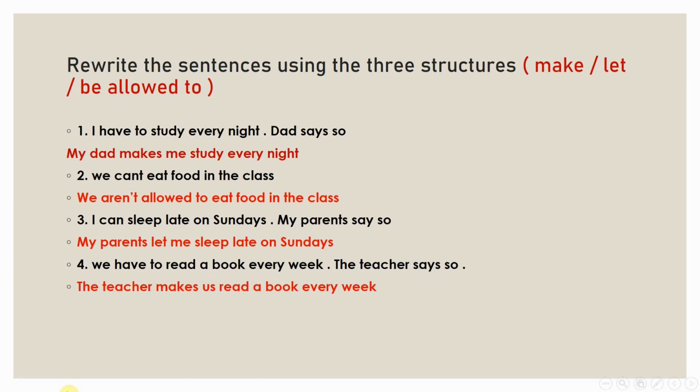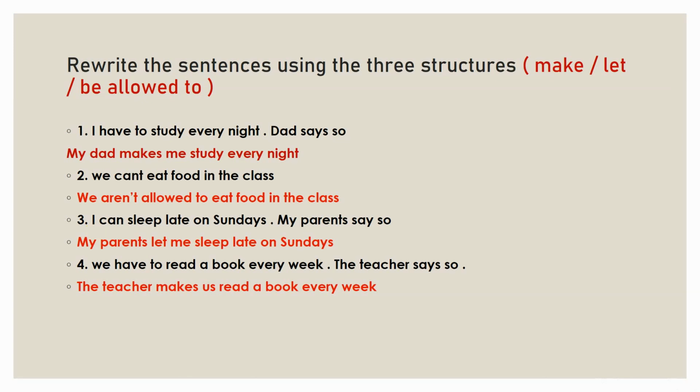In sentence number three, here we have, I can't sleep late on Sundays. My parents say so. Here we have can, which means that you have the permission to do something or you have the possibility to do something. So here in this sentence, we can say, my parents let me sleep late on Sundays. Let me sleep late on Sundays.